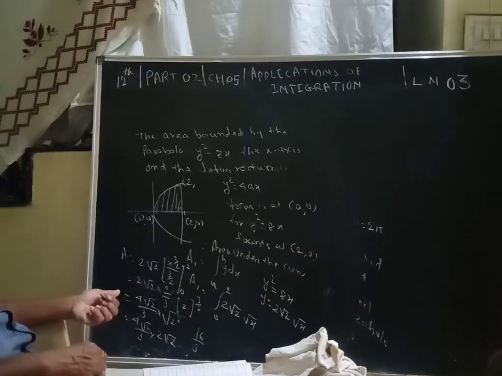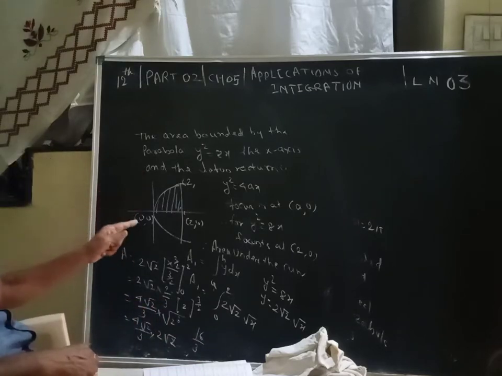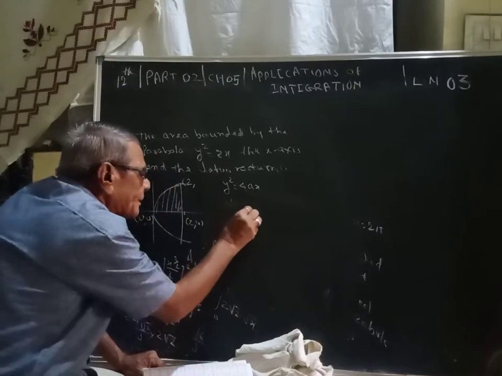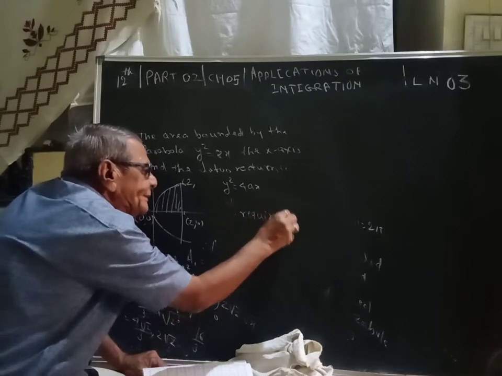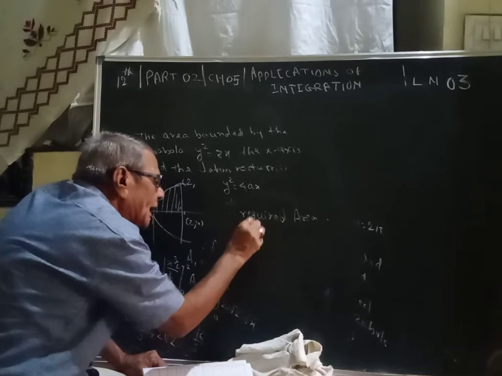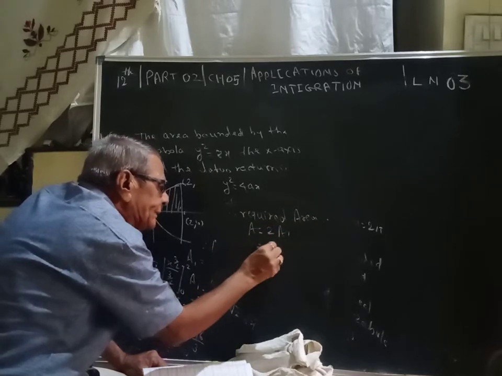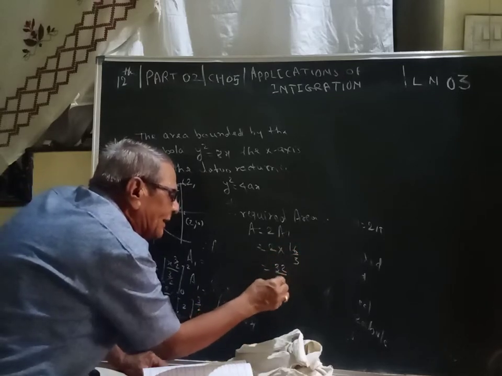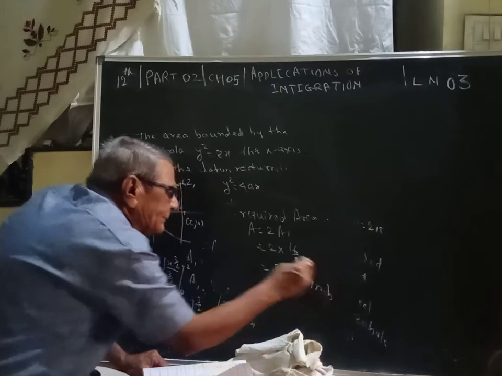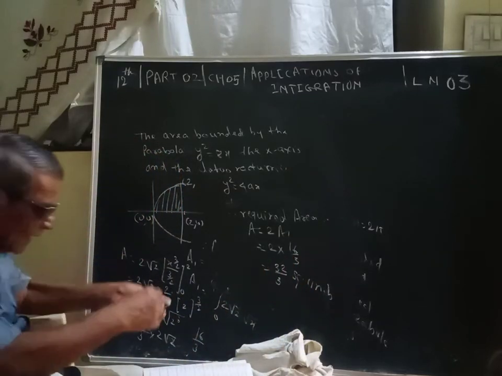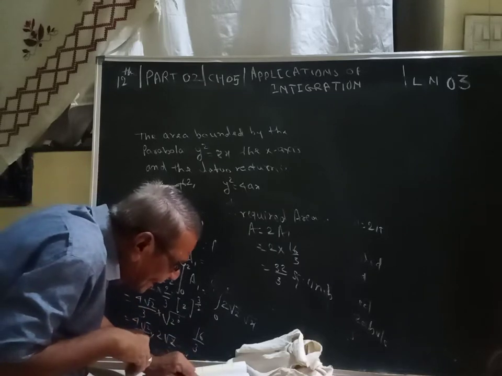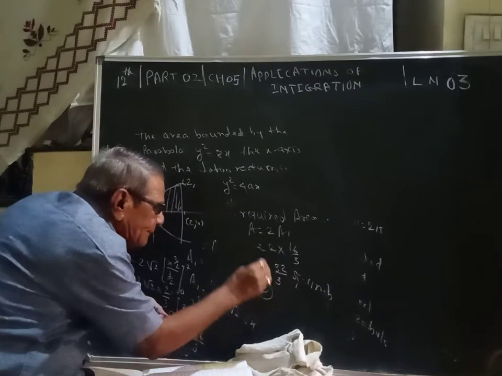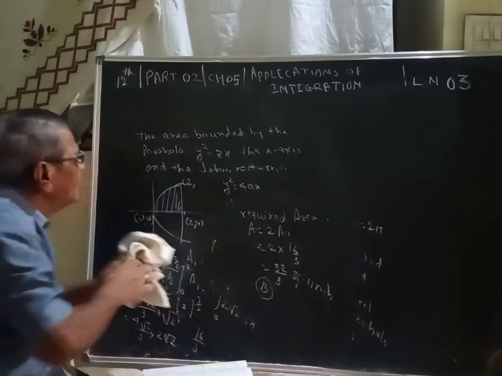So 8 into 2 is 16/3. But we want the area between the parabola and latus rectum. So therefore the required area is twice A1. So 2 into 16/3 is equal to 32/3 square units. Okay? This is the answer we got, and the correct answer is B. B is the correct answer. Okay? Let us go to the next, please.